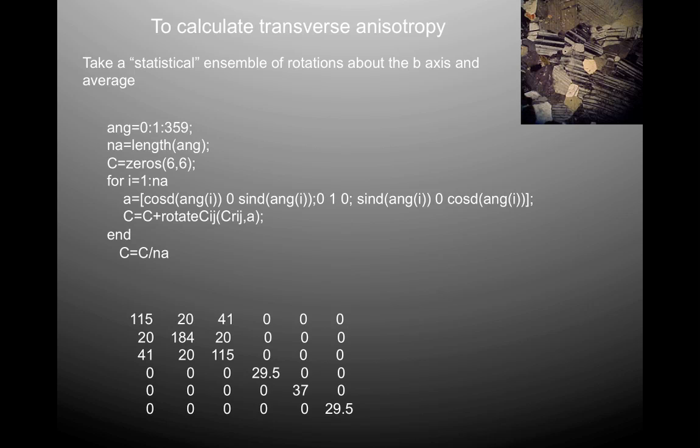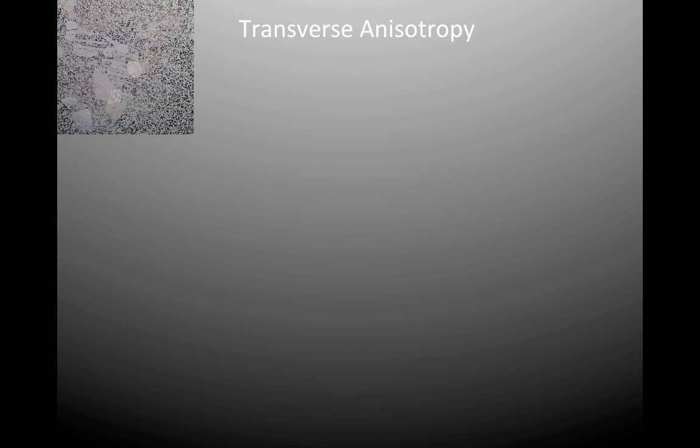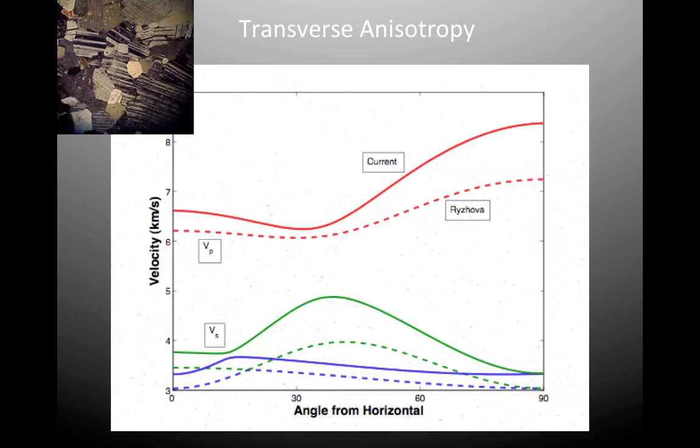We perform that on our crystal, and here's the result. And you'll see now that there are 5 elastic constants associated with the hexagonal symmetry, or alternately called transverse anisotropy. So let's look at how those constants behave as a function of direction.